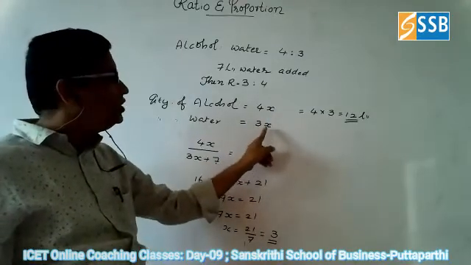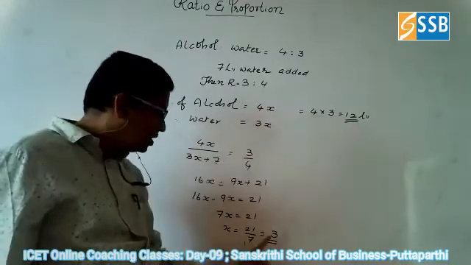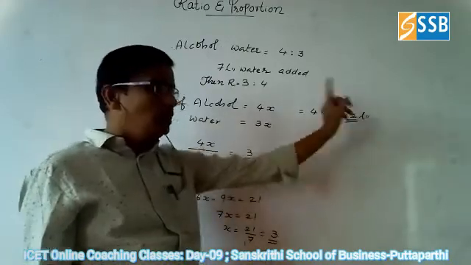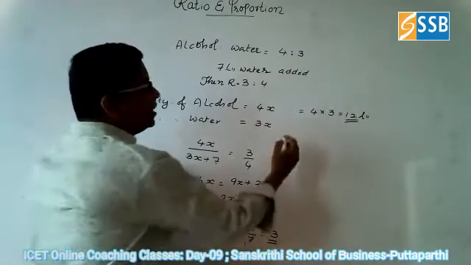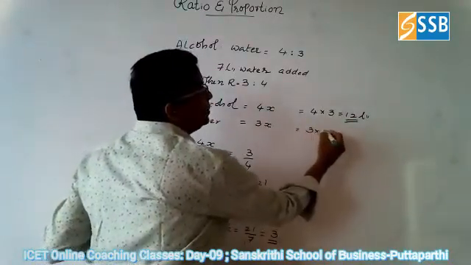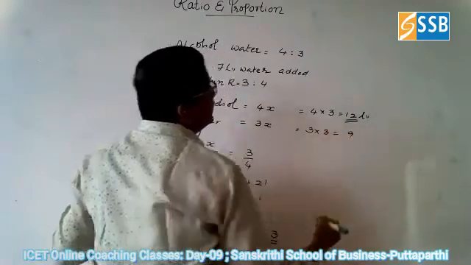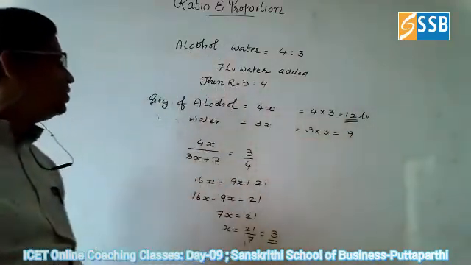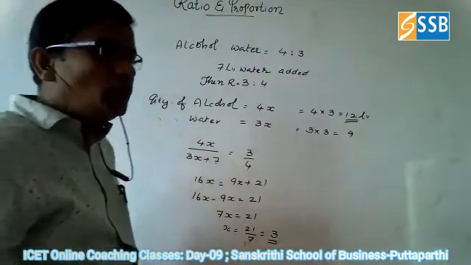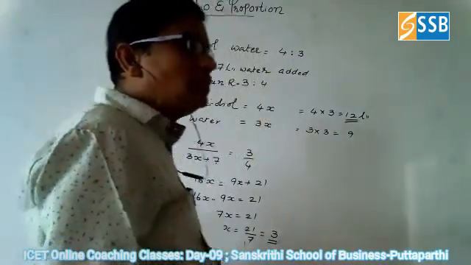See here, 4 into x, x is already found to be 3. 4 3s are 12 liters. Then what is the quantity of water? Water is equal to 3 into 3. 3 3s are 9, 12 plus 9 is equal to 21 only we are getting. So like this, we are going to get the answer.